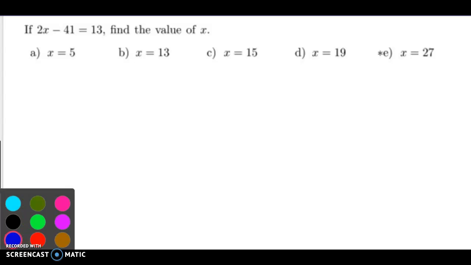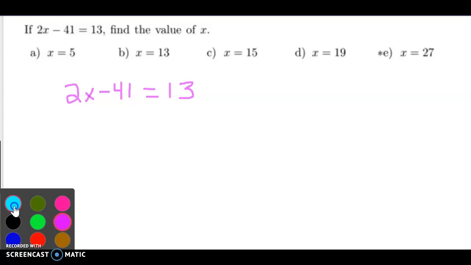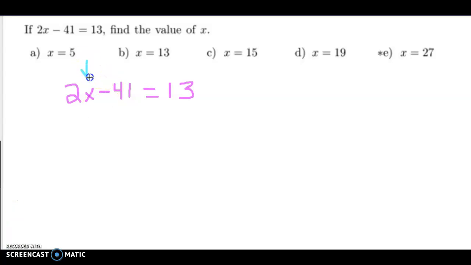First thing we're going to do to start this problem is we are going to go ahead and rewrite it down here. It says if 2x minus 41 equals 13, then you need to find the value of x. Well, remember, our goal right now is to get x by itself. We need to get the x by itself, which means we need to get rid of this 2 that's attached to it and this subtraction of 41 that's also attached to it.